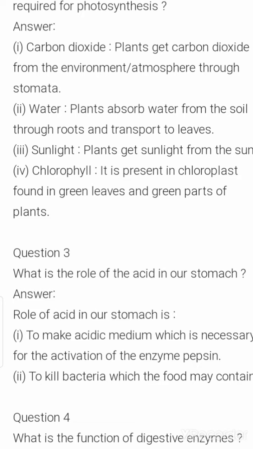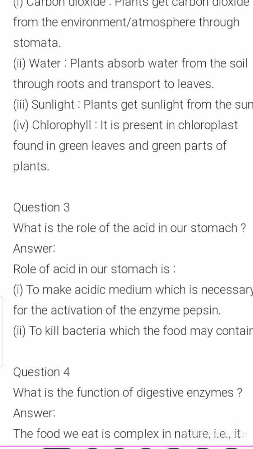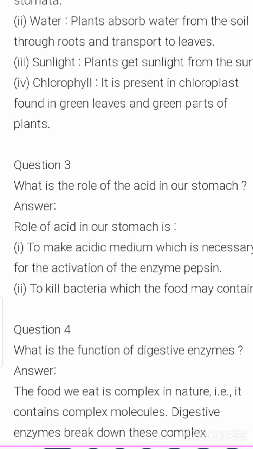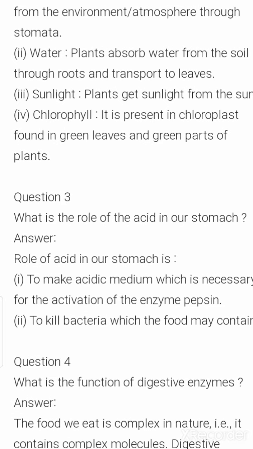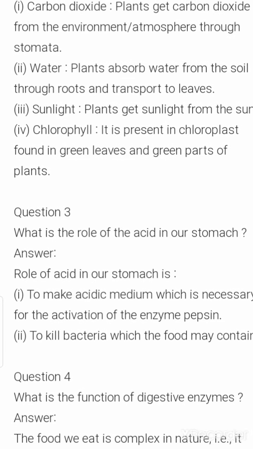And the fourth one, chlorophyll, is the green pigment which is present in our leaf. All the green parts of the plants have this chlorophyll. So that is why plants get their raw materials in the photosynthesis process with the help of different factors: carbon dioxide, water, sunlight and chlorophyll. All are the raw materials for plants to make their own food. The water plants get with the help of xylem tissue, and chlorophyll is present in our leaves.